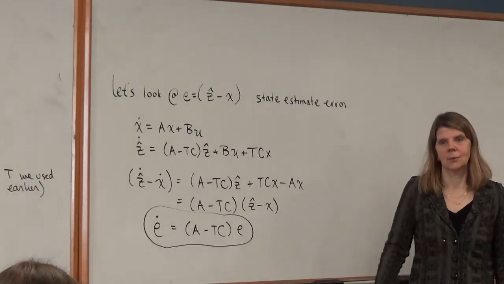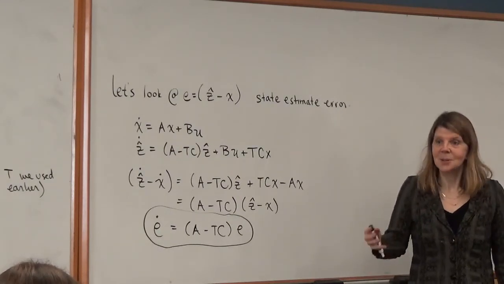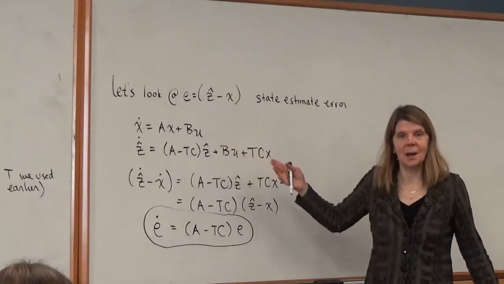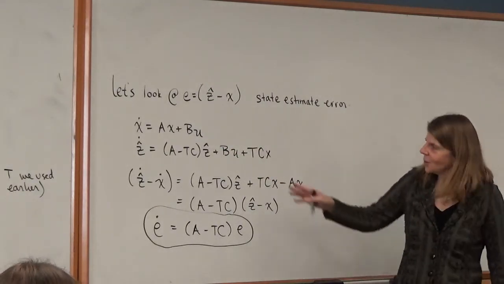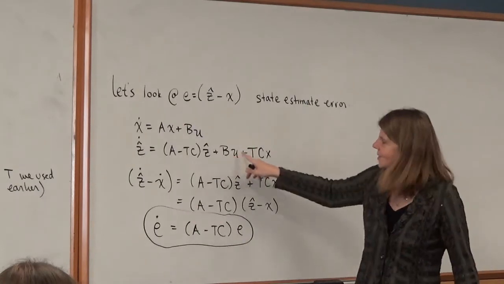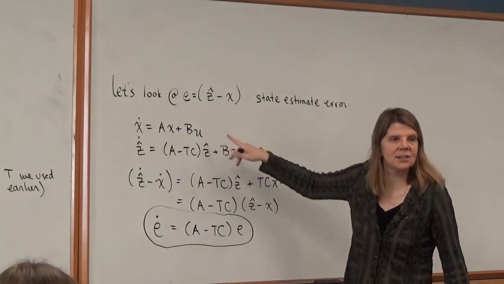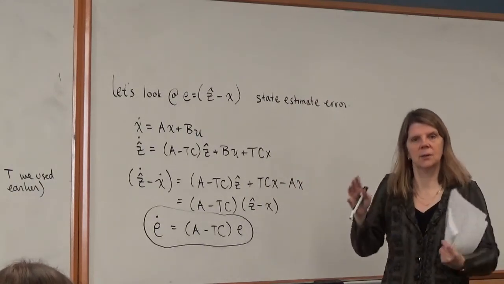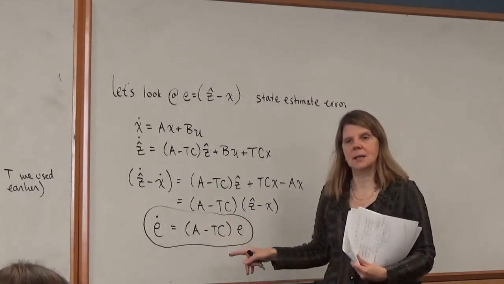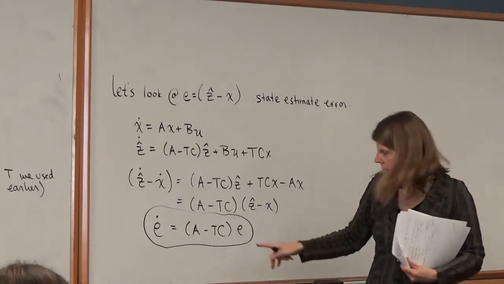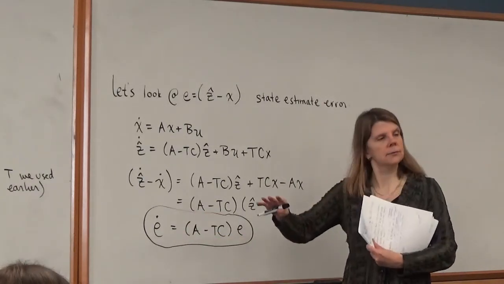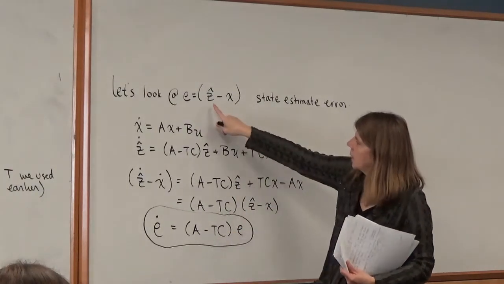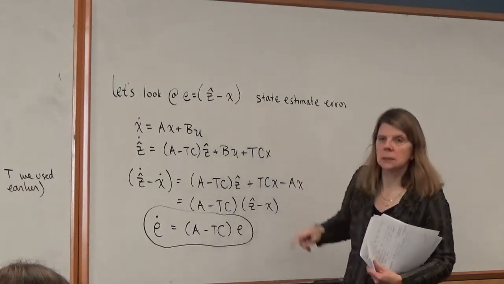They would all go to 0. I mean, isn't that amazing? It is amazing, right? Because if they all go to 0, they go to 0 independently of what's happening with your input. You can just feed whatever input you want. You canceled out that effect. So you can have your input and your system kind of going crazy, but if A minus TC has eigenvalues in the left half plane, this error system will just happily converge to 0 with an exponential rate of decay, and after a little while, your z hat will basically look like your x.